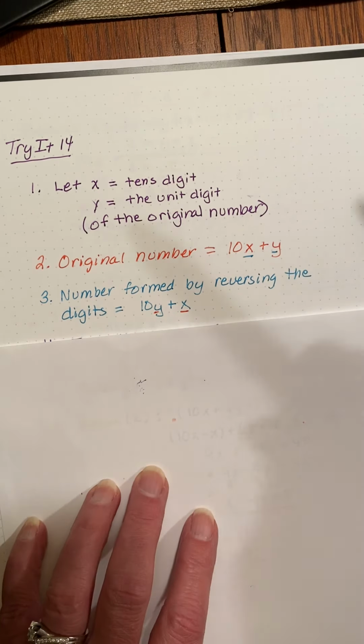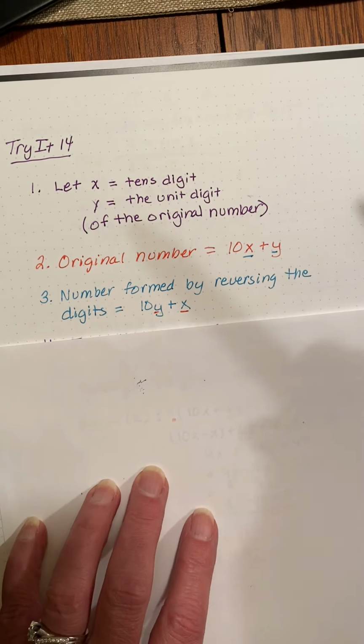So from the given information, x plus y, now we're going back to just the digits, not the 10x plus y, we're just going back to the digits. So x plus y is 13. That's our first equation that we're coming up with.